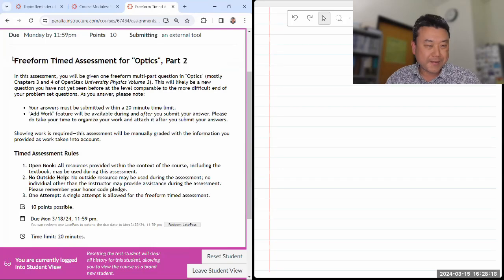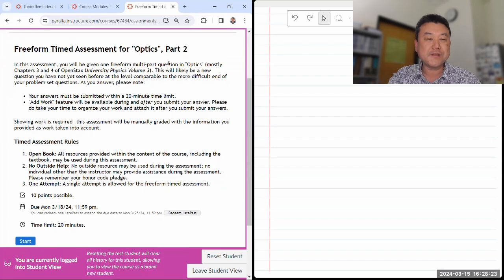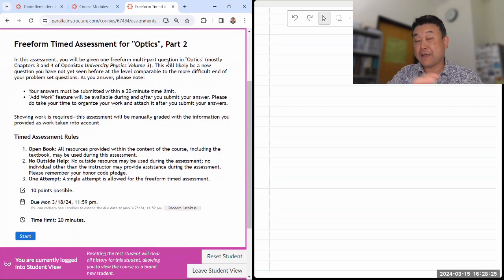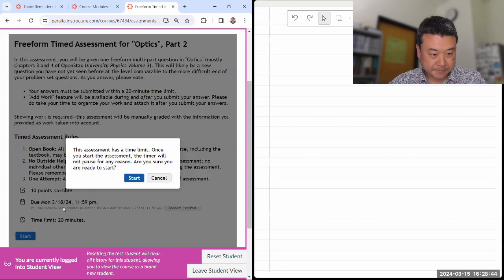So we are at about the end. I'm about to attempt part 2 of the freeform timed assessment. I don't know what question I'll get. If I get the question that I have done before with the double slit kind of proof thing, then I'm going to view that as a sign and just end the session here. If I get a question that I haven't done before, then I'll work through it. It'll be another 20 minutes. So let me start.